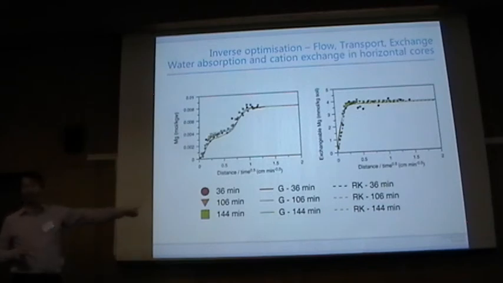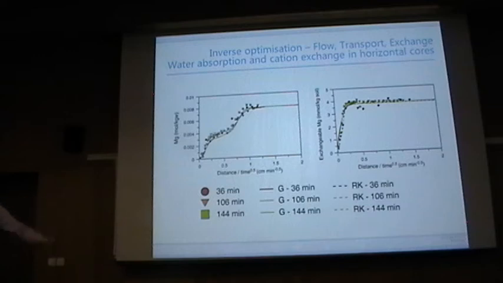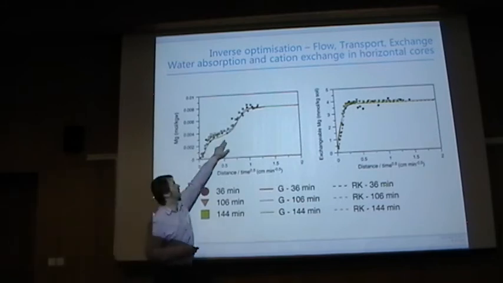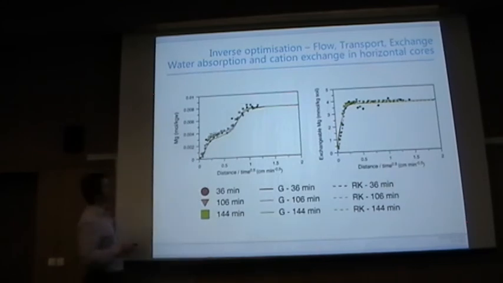And we did it with two models. The classical Gapon model, used much in soil science, and then the method which also has this change in selectivity coefficient with the mole fraction on the cation exchange complex. And this model, the Rückmann-Kornfeld model, performed a little bit better within this region here.